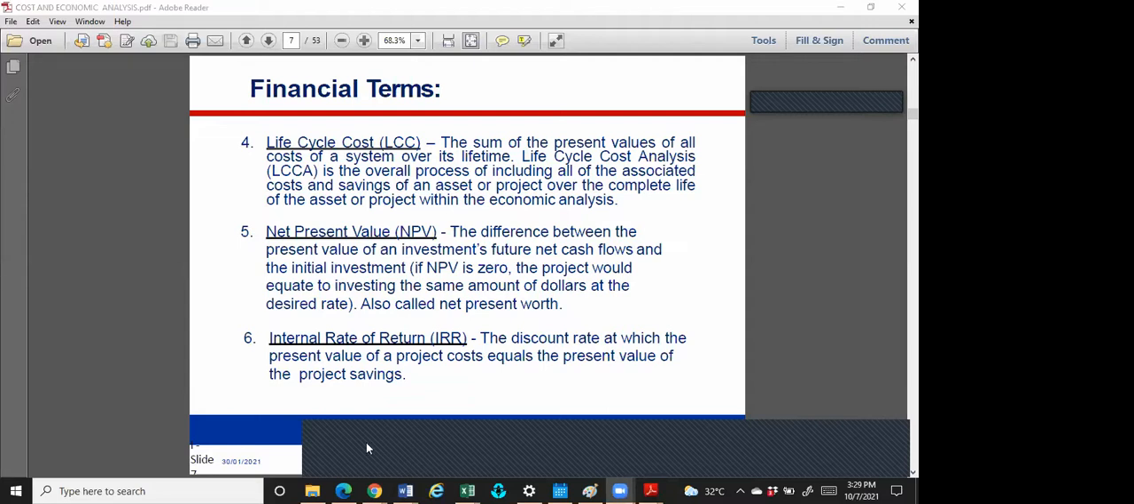Okay. So that is your net present value. Then the next one is what we call the internal rate of return.